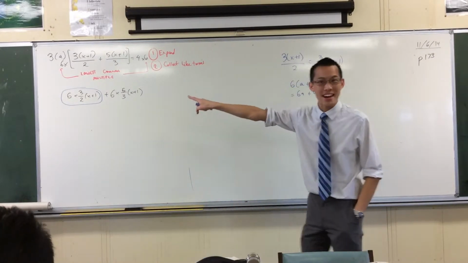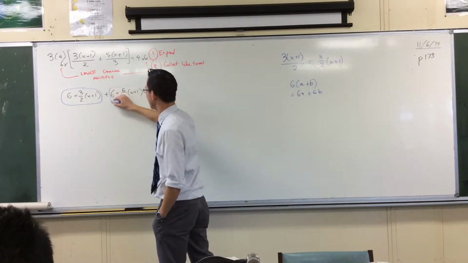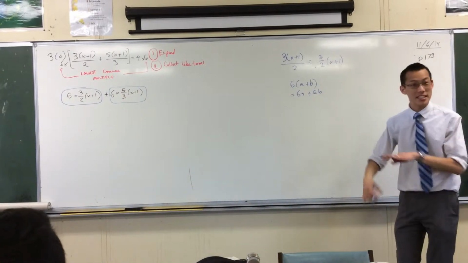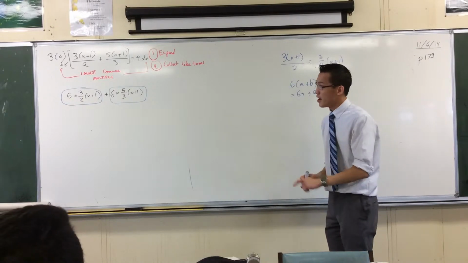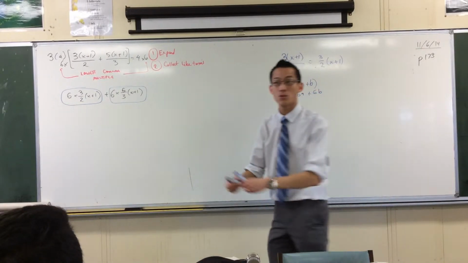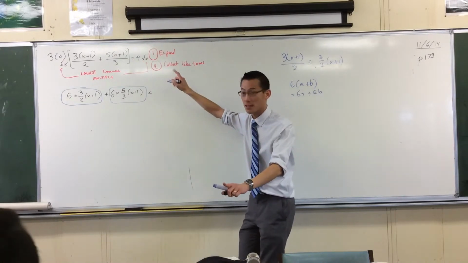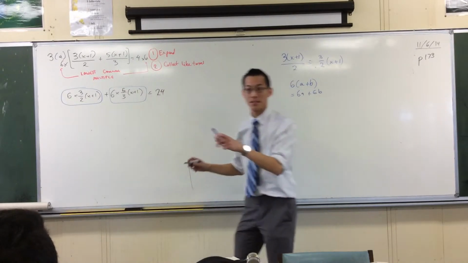So, there's my 6a out the front. There's my 6b. Okay? So all I've done is expand over that side. Before I deal with that, we should deal with the right-hand side as well. So 4 times 6. Just a second. 4 times 6? 24.